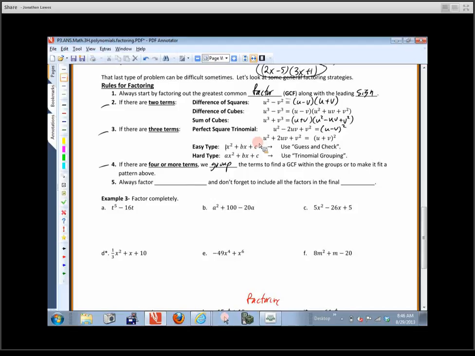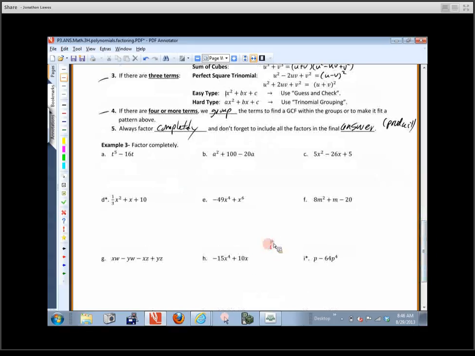And then the last thing, always factor completely, and don't forget to include all the factors in the final product, or final answer, we'll call it, although I do like product. Got that part. Always factor, have you heard this phrase before? Factor completely. You want to make sure that you have factored everything. Okay? All right. Any questions?